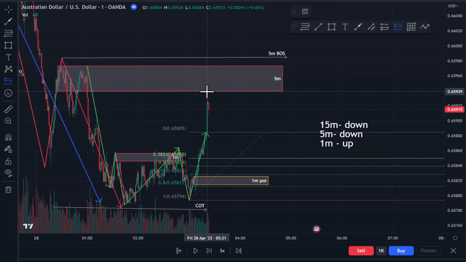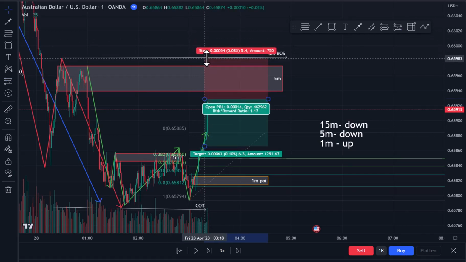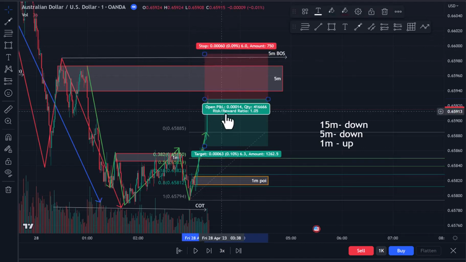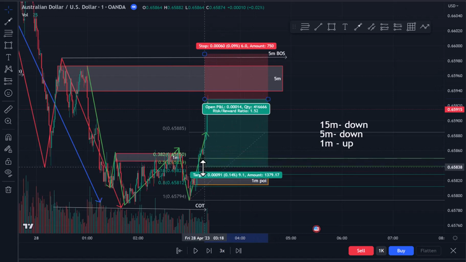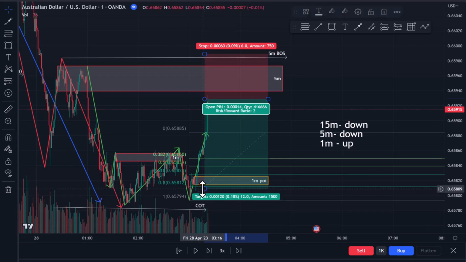So 65939, 65929. Yeah, and there's an entry there. Probably make it 6 pips because of wanting to avoid the break of structure. Looking for a return to the low here.